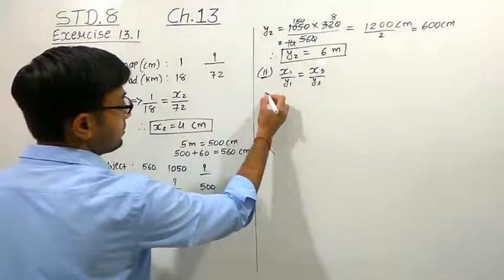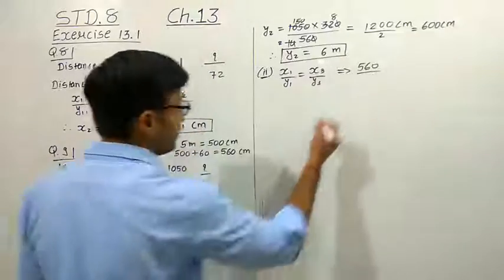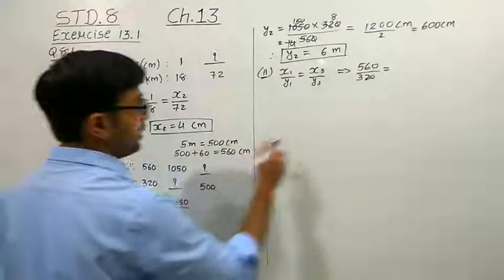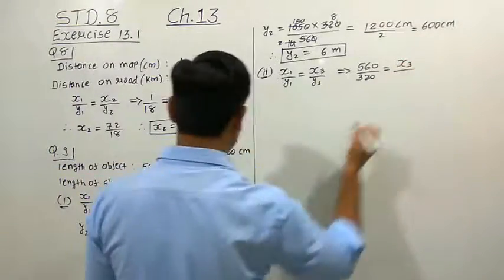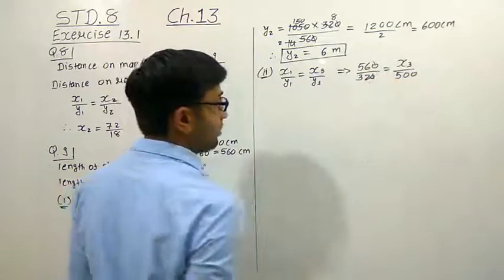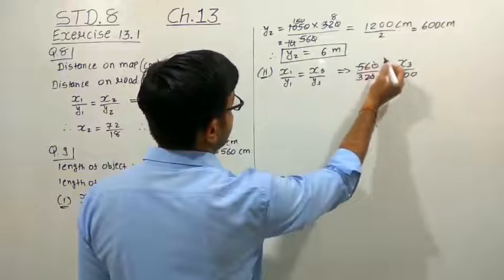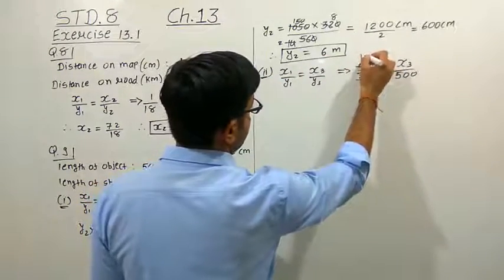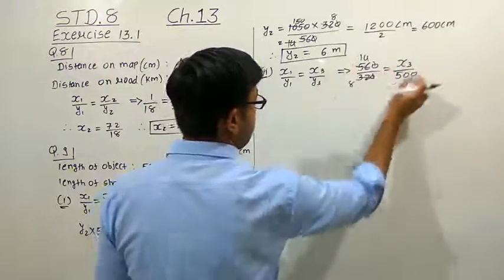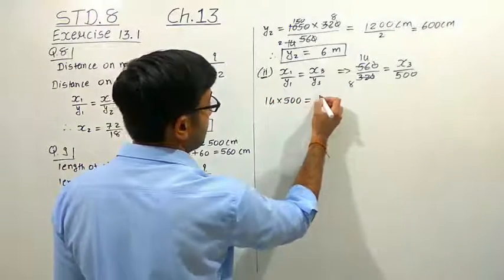So here x1 is 560. Therefore we can write 560 upon 320 is equal to the value we have to find out, that is x3, and y3 here we have 500. Let us simplify. The 0s we can cut directly, and we can also cut with 14. 14 fours are 56 and 8 fours are 32. Now multiply this 500 with 14 and 8 with x3. So we get 14 into 500 is equal to 8 x3.